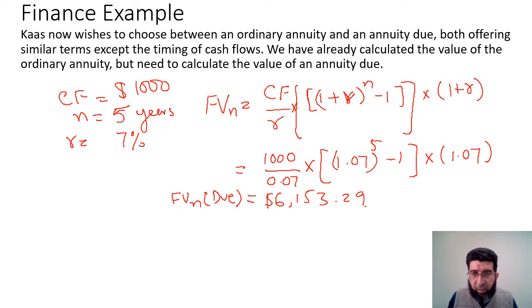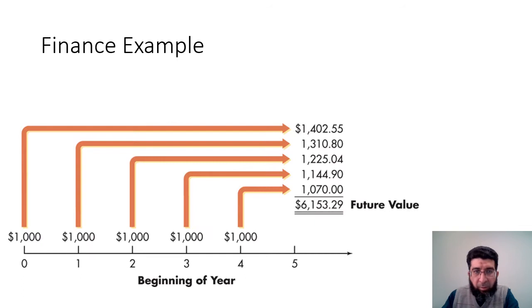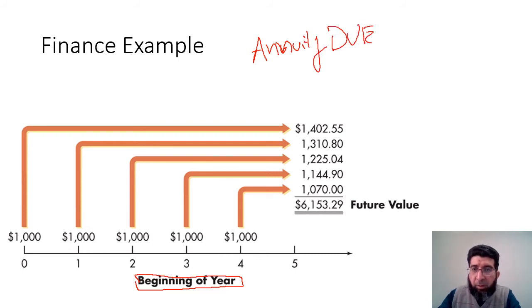Now let's look at the timeline of the same problem. The timeline has a few things that we need to discuss before we move into it in a bit more detail. First, you can see clearly that this is a beginning of the year problem. It's an annuity due, and whenever there is an annuity due, this will be a beginning of the year problem.